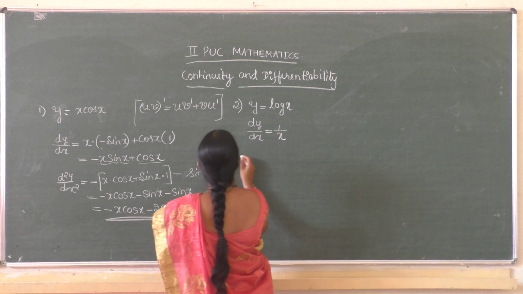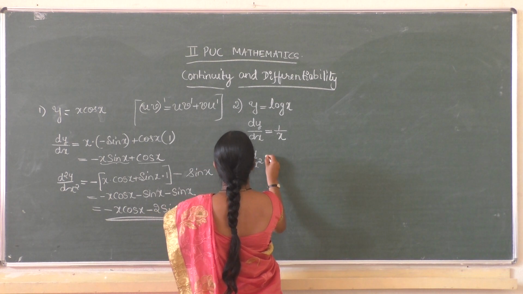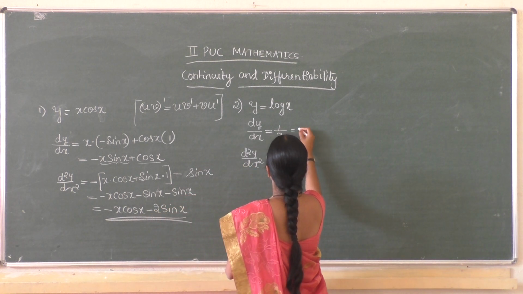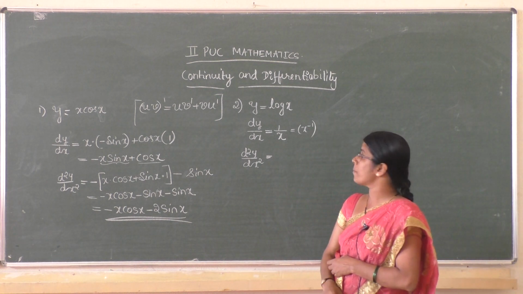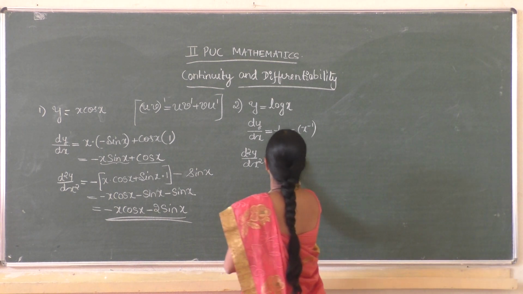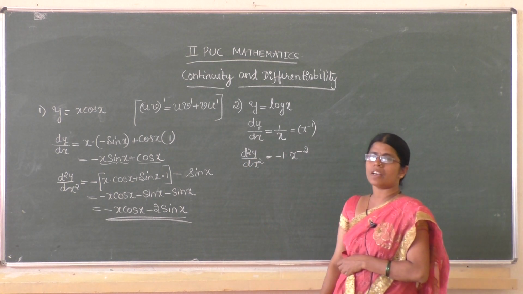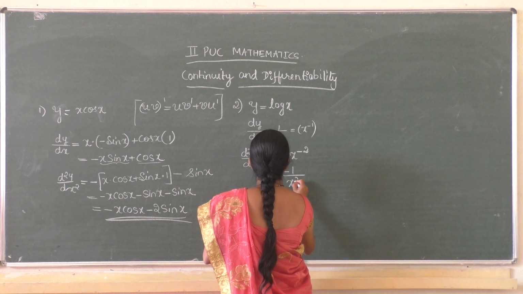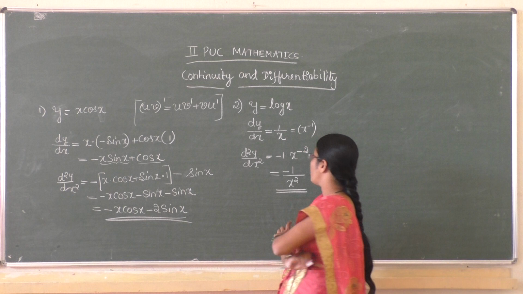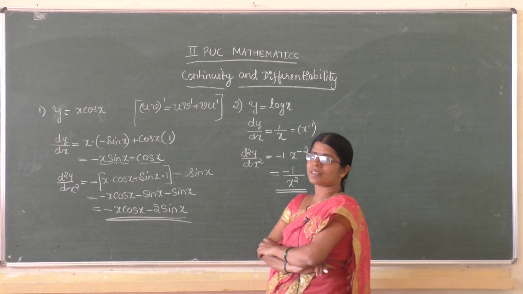Once again you differentiate with respect to x, that is d square y by dx square. You know that 1 by x is x to the power minus 1, so the derivative is minus 1 into x to the power minus 2, that is minus 1 by x square. So d square y by dx square is minus 1 by x square.